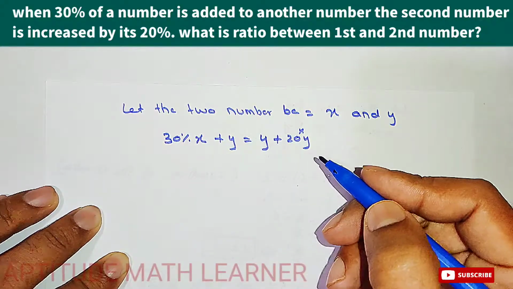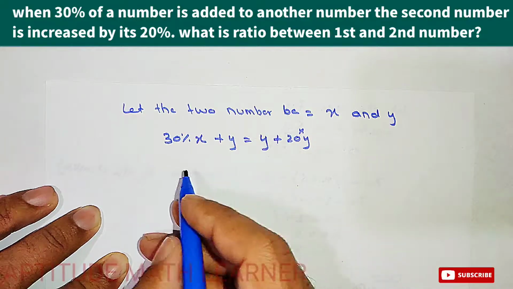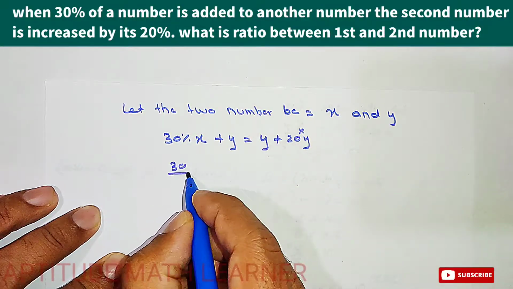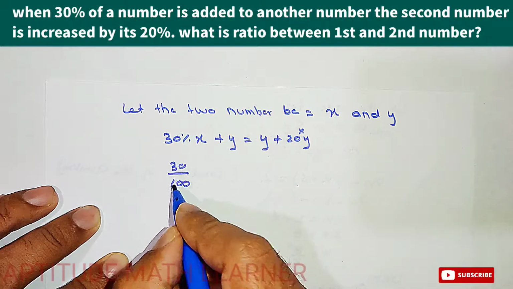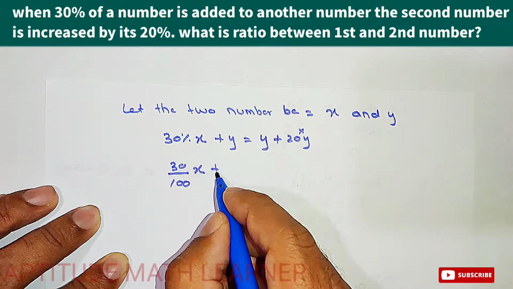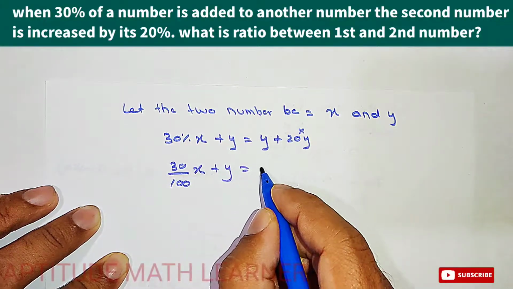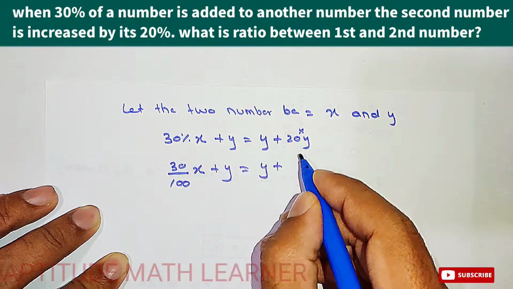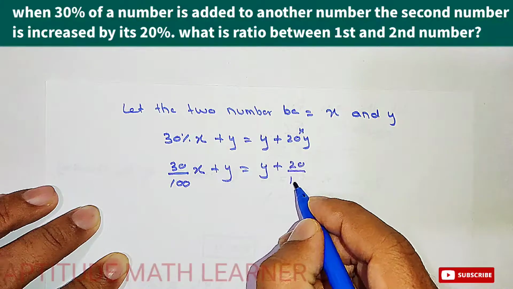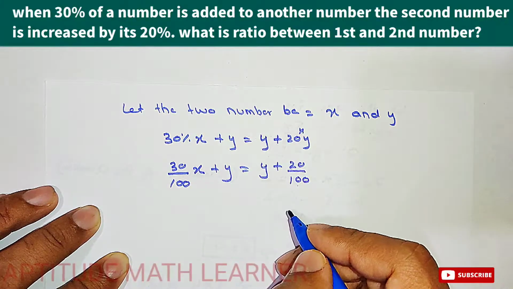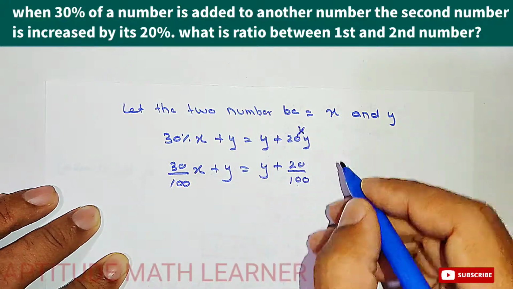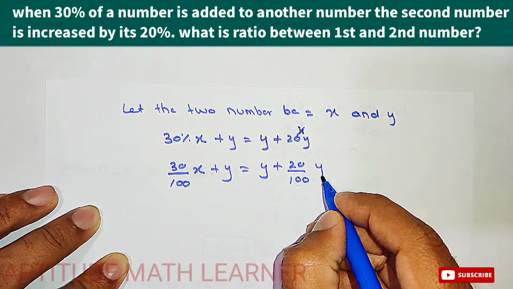Now, further solving, we try to solve it. 30% of the number becomes 30 divided by 100 times x, plus y is equal to y plus 20%, so 20 divided by 100. You have to make this clear: 20% of y.